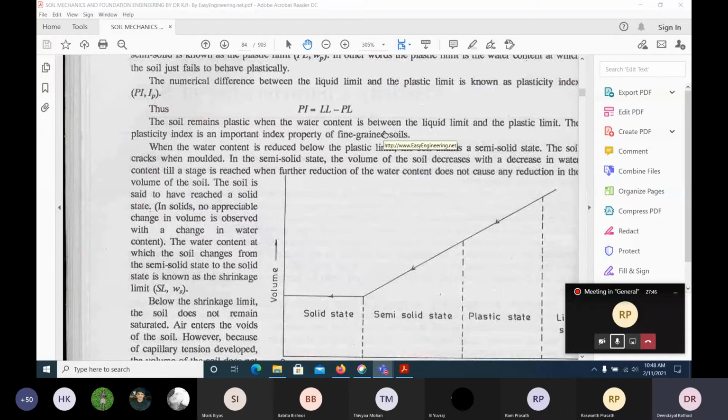Okay, so now I'll ask you. If the plasticity index is high, in which state is the soil? Anyway, ranges we'll see. If a particular soil has a high plasticity index, what does it mean? Is it having more water content or less water content? More water content. So that means liquid limit is high.